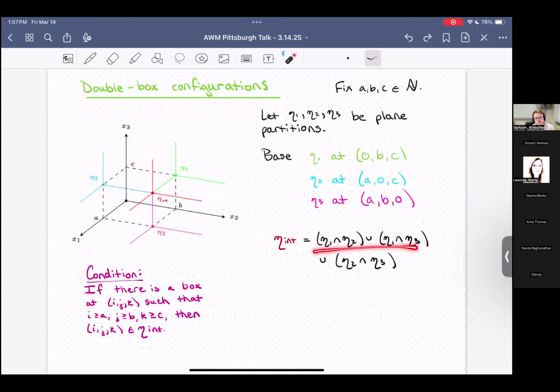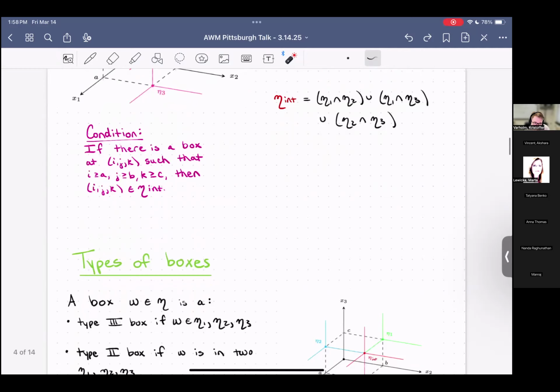And we want this to be the pairwise intersection of all the plane partitions. And then we have this condition, which basically just says that every box that is in this intersection space, we want it to come from at least two of the plane partitions. So it comes from either two or three of the plane partitions, not just one. So we'll see some examples of that.